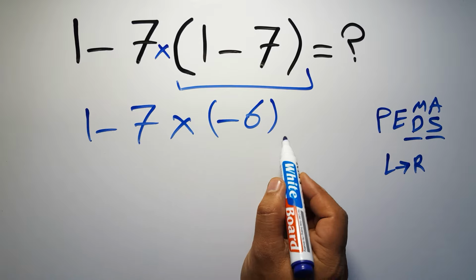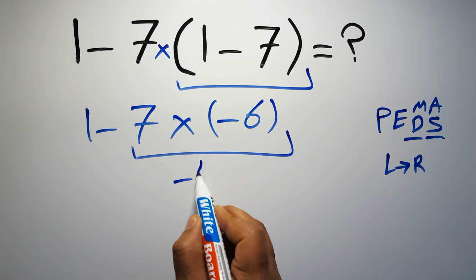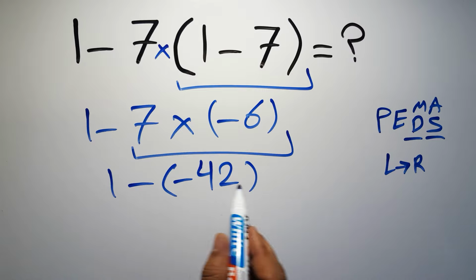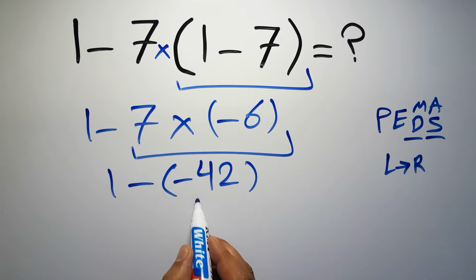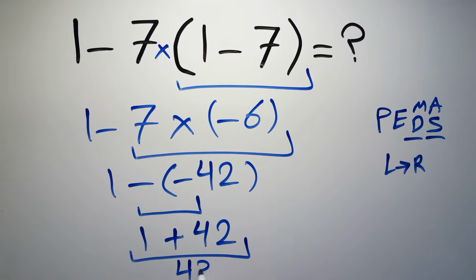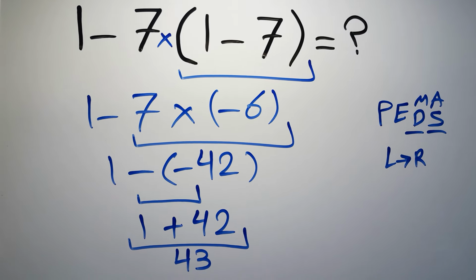7 times negative 6 gives us negative 42. So 1 minus negative 42. Negative times negative gives us positive. So 1 plus 42, which equals 43. And this is our final answer to this problem.